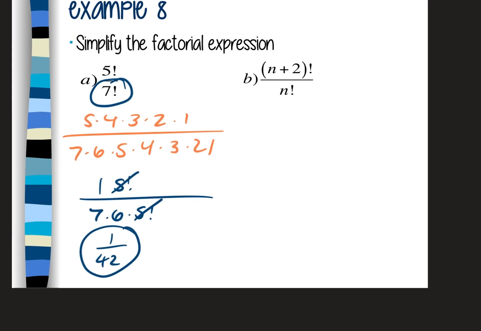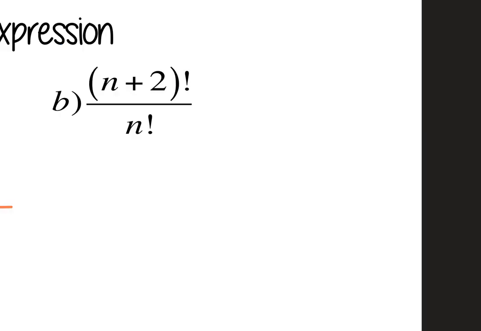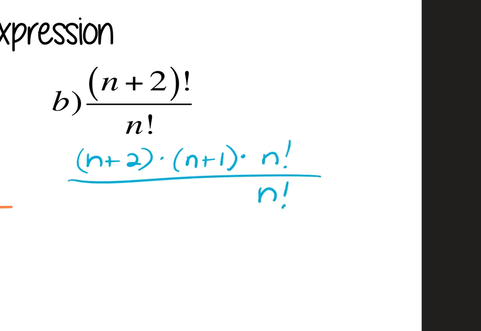No, I mean like the 1 and then 5 exclamation mark. No, this, I crossed this through and wrote 1. Like you simplified it. Okay, so B, what's bigger, n plus 2 or n? N plus 2. So if I did n plus 2, what's the next smaller number? N plus 1. What's the next smaller number? N. So I broke it down until I hit the smaller number, and these cancel.